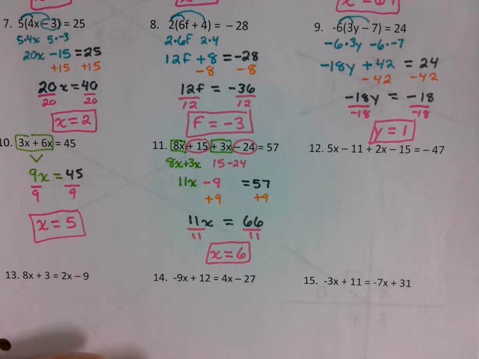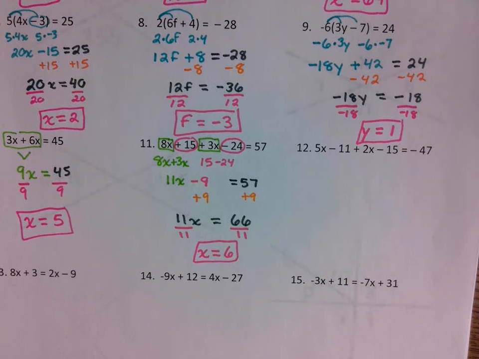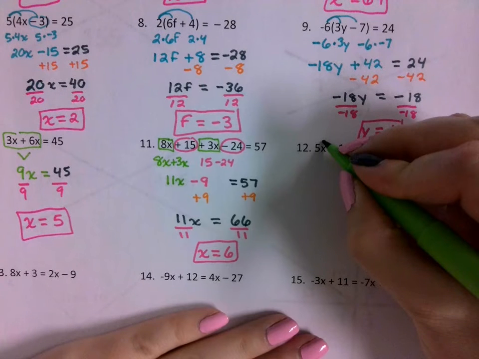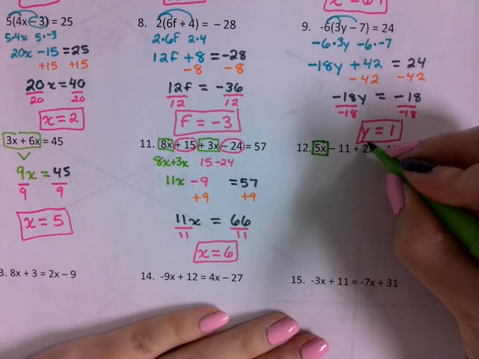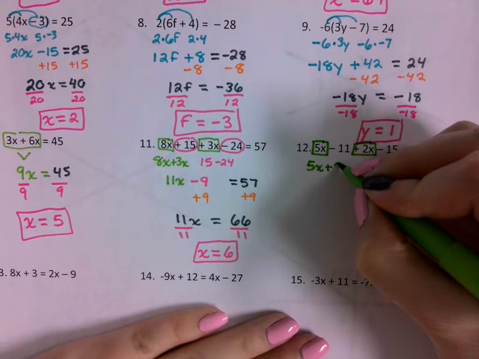I haven't gone over problem 12 yet. So I'm going to go over it right now. Wait to be confused until after I go over it. Okay, so for problem number 12, you would be combining your like terms, right? We combine 5x and a positive 2x. What's 5x plus 2x, guys? 7x. So we should have 7x here.